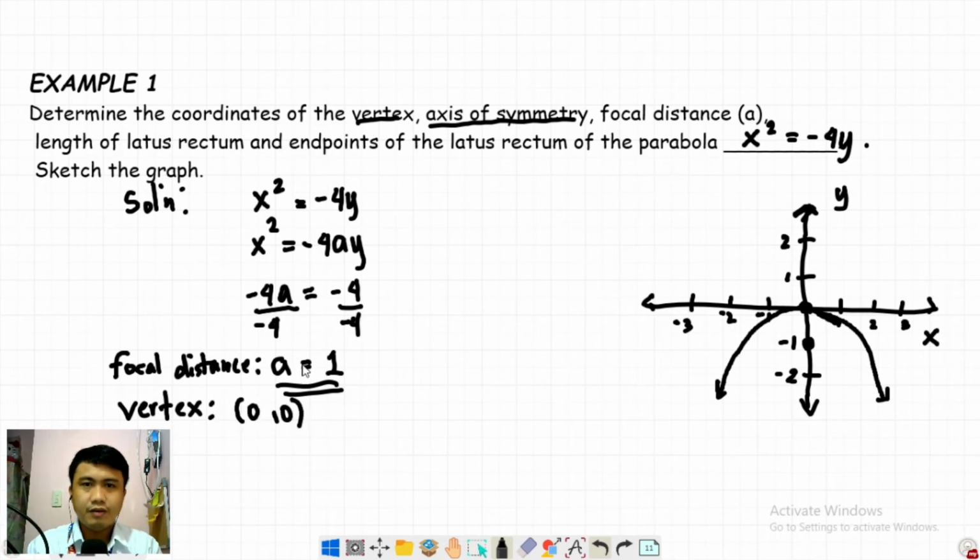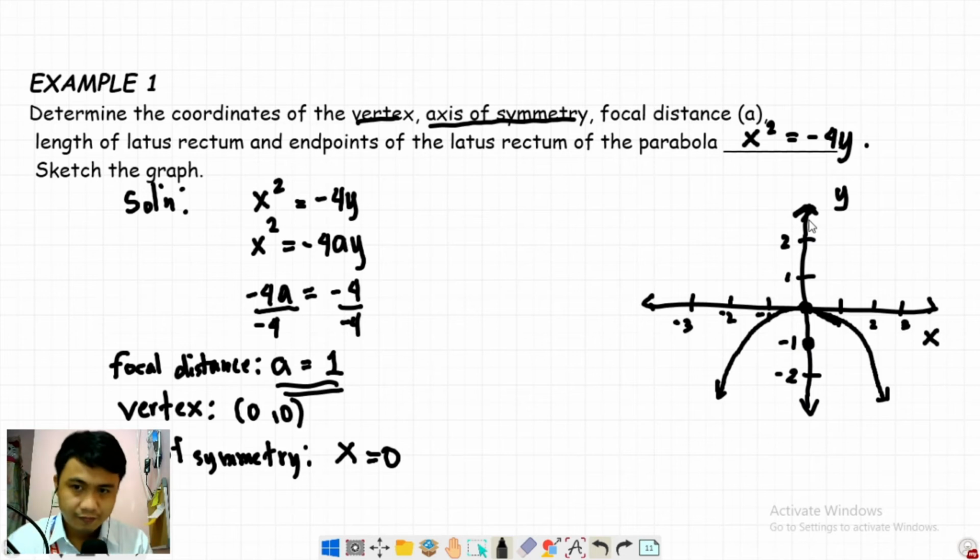0, 0. Axis of symmetry, ito po yung axis of symmetry natin. Axis of symmetry is the y-axis itself. Ang axis of symmetry natin ay yan yung ating x is equal to 0. Okay, wag sana kayong malito dyan. Hindi y equal to 0, x is equal to 0. Kasi nga, vertical. The next, yung hinahanap niya, focal distance, okay na. Check na yan. The length of the latus rectum.